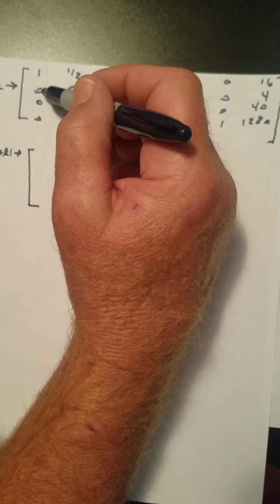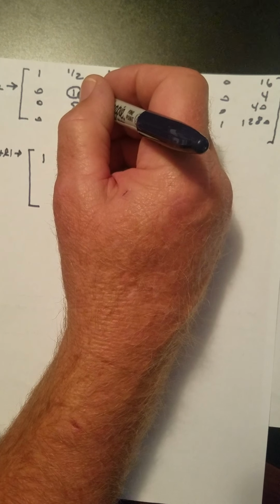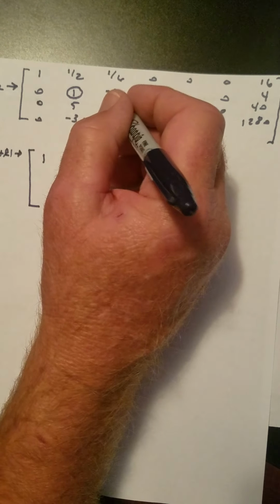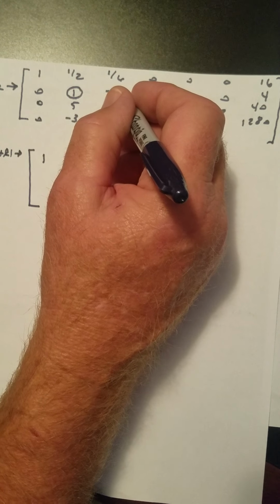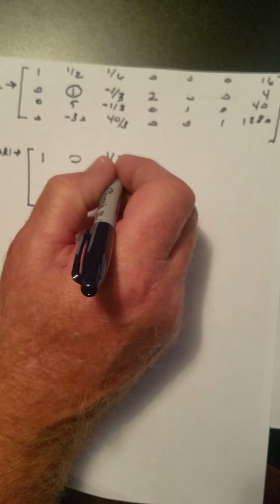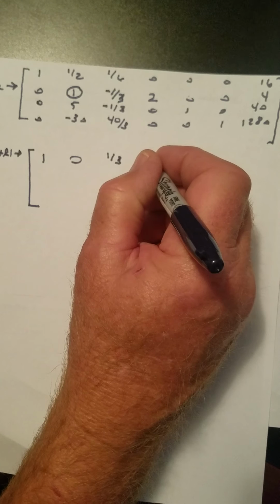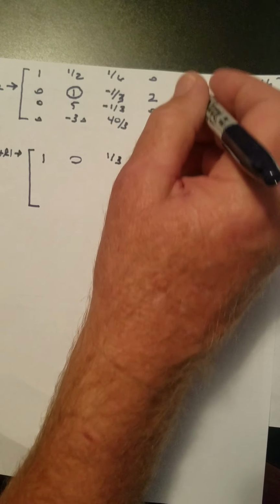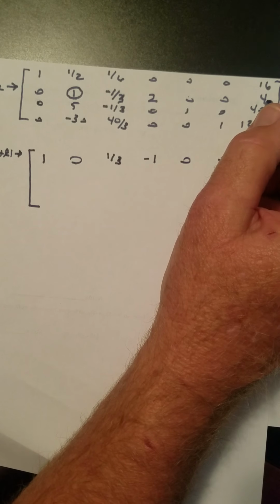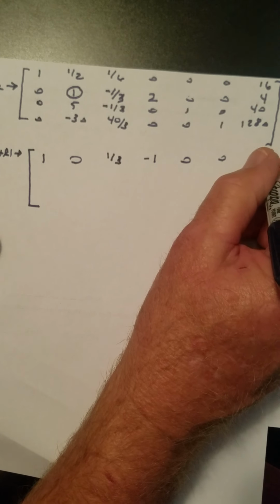Okay, so negative 1/2 times 0, 0, plus 1, still 1. Negative 1/2 times 1 is negative 1/2, plus positive 1/2 is 0. Negative 1/2 times negative 1/3, that's 1/6. 1/6 plus 1/6 is 2/6, or in lowest terms, that's 1/3. Negative 1/2 times 2 is negative 1. Negative 1 plus 0 is negative 1. Then you have 0, 0. Negative 1/2 times 4 is negative 2. Negative 2 plus 16 is 14.